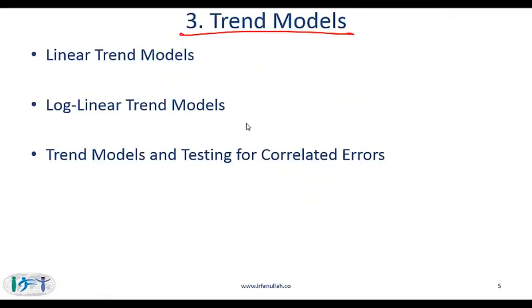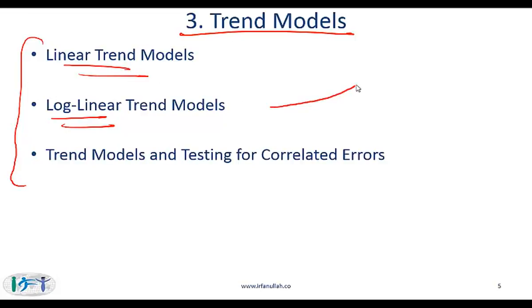Section 3 deals with trend models, and section 3 in the curriculum has 3 subsections. We'll first talk about the most basic kind of model, which is a linear trend model. Then we will talk about log linear trend models, because if you look at something like sales growth is generally exponential over time. So we'll see that a simple trend model or a linear model will not work. So we'll need some transformation. And with exponential data, the transformation involves logs.